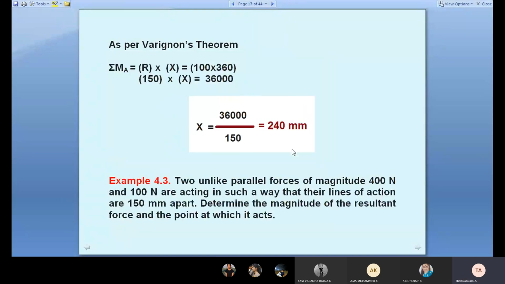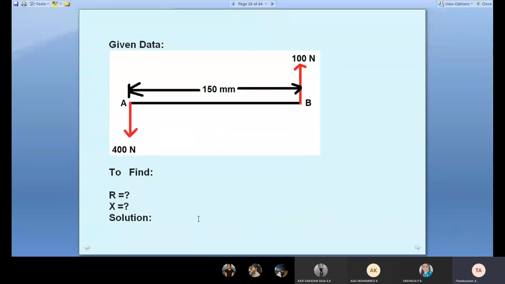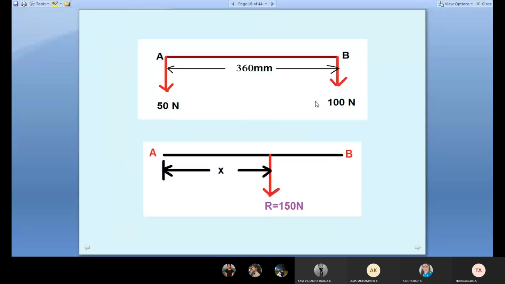Okay. So the line of action distance, 150 mm distance. That's why I took 150. One force acting downward, other force acting upward. Now see there, unlike parallel forces. The previous question was like parallel. Like parallel means two forces acting in the same direction with some distance.